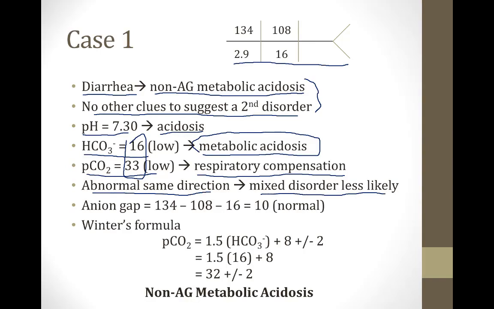We check the anion gap because anytime you have a metabolic acidosis, you have to check the anion gap, and it's 134 minus 108 minus 16, which is 10, and that's normal. Normal is less than 12.